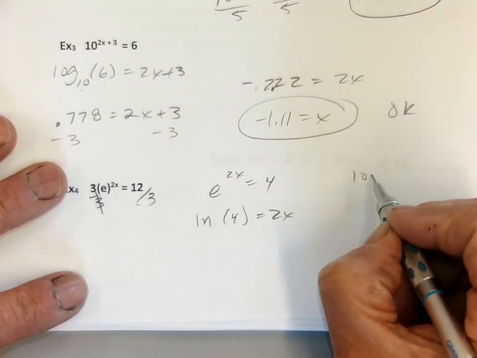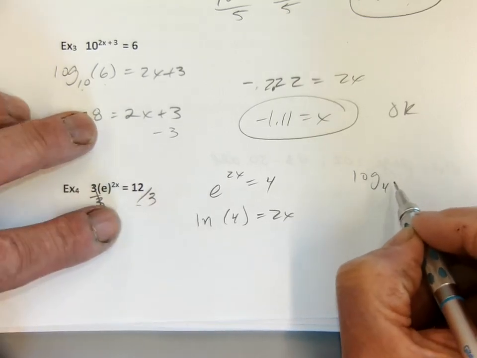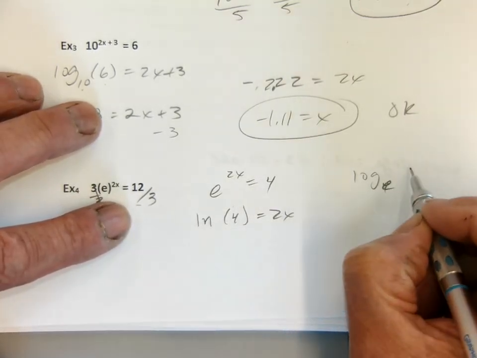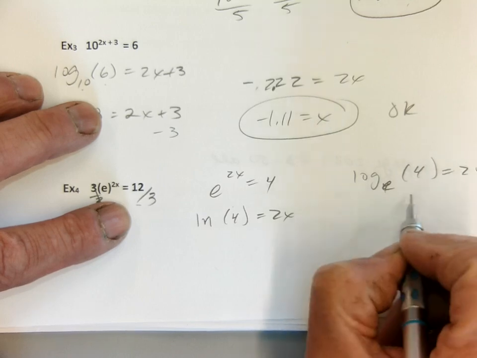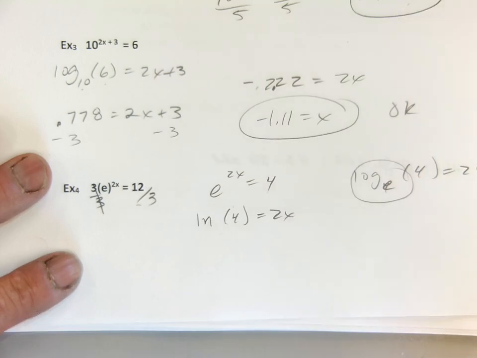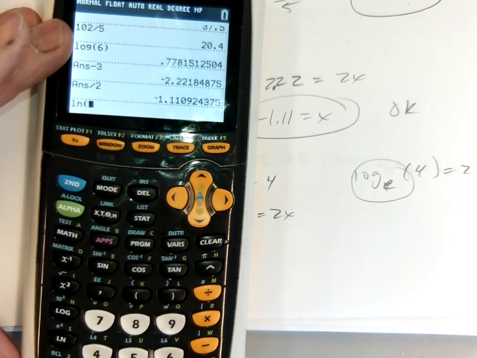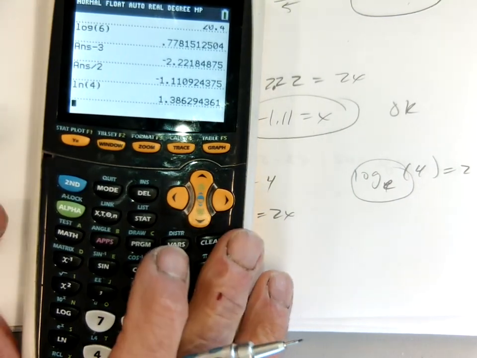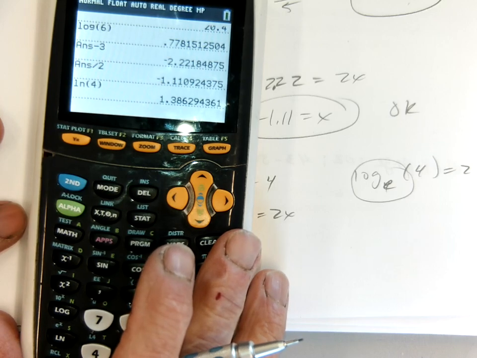Log base e of 4 equals 2x, but log base e is the natural log if you're not sure. Anyway, ln of 4, what is that? Well, that's what my calculator is for. ln of 4 is 1.386.